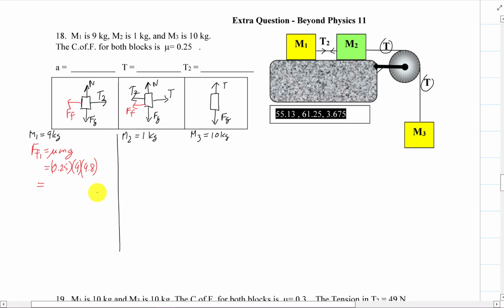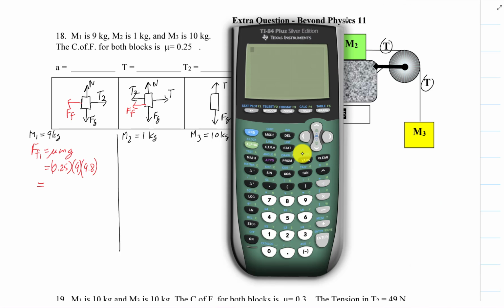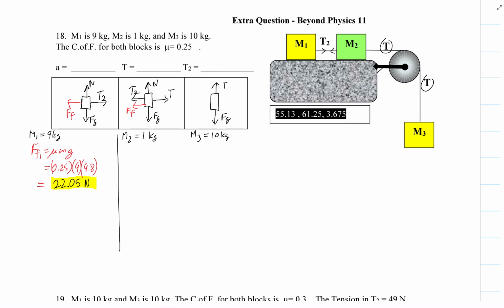And that makes the force of friction. Let's pull up Mr. Calculator. There we go. It is 0.25 times 9 times 9.8. And that is going to be 22.05 newtons. Okay, so that's an external force acting on the system, and mainly through that block.